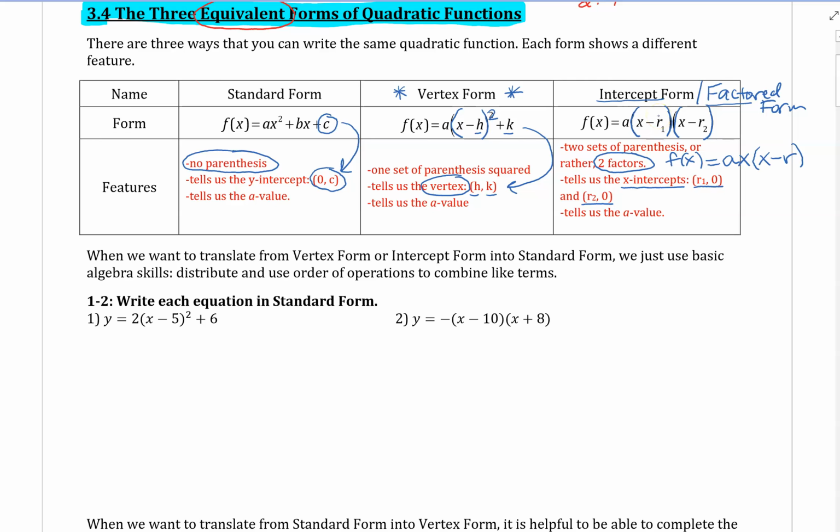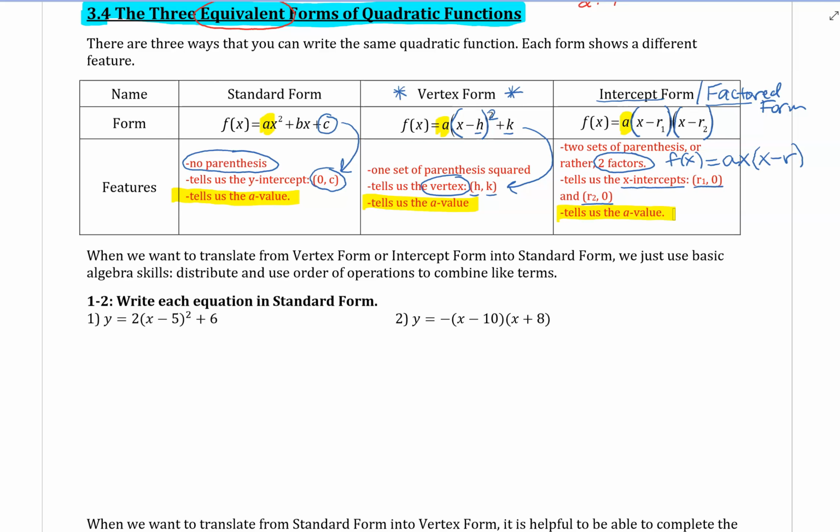Now, what do these forms have in common? They each have the same a value. So the a value in each of these forms is the same. So right there we can see that they are connected. There is a connection between these three.